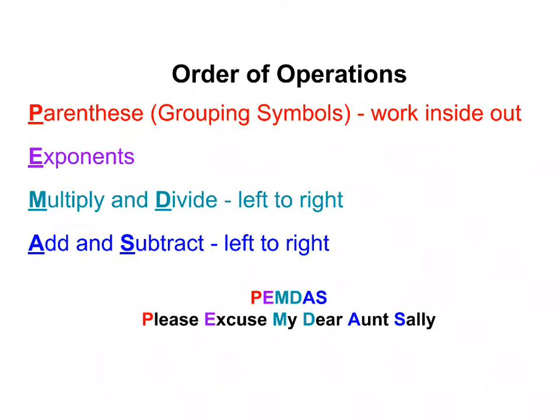Next, you'll go through and complete all exponents. Third, you will go through and complete multiplication and division. This is all one step and from the left to the right. We don't do multiply first and then divide. It's from left to right. And then the last thing you're going to do is any adding and subtracting from left to right.